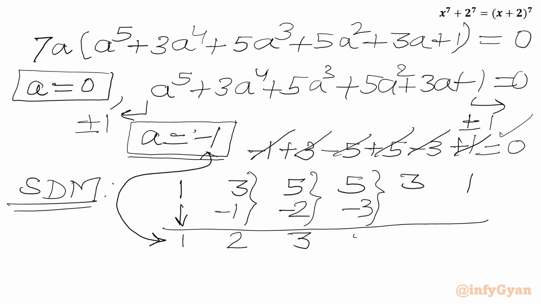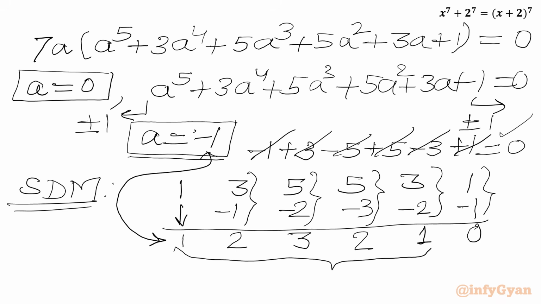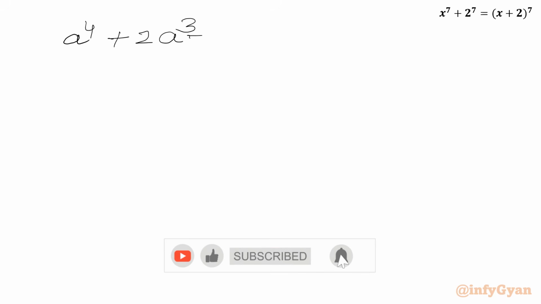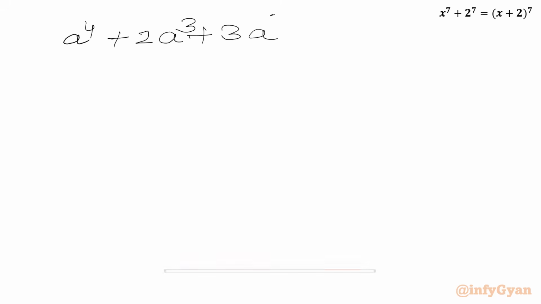We will add these two and write here 2. Minus 1 times 2 is minus 2. Addition of these two will be equal to 1. Minus 1 times 1 is minus 1. Once we add these two, we will get 0. So here we have coefficients for the quartic equation. Now I can write our quartic equation as a power 4 plus 2a cube plus 3a square plus 2a plus 1 equal to 0.